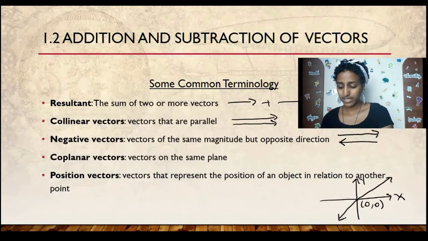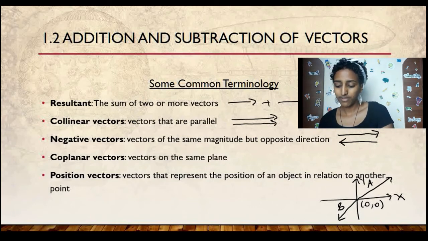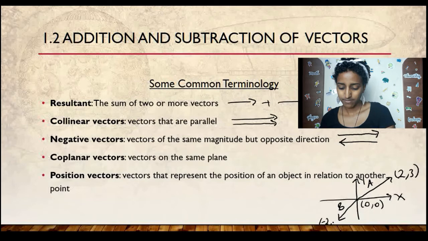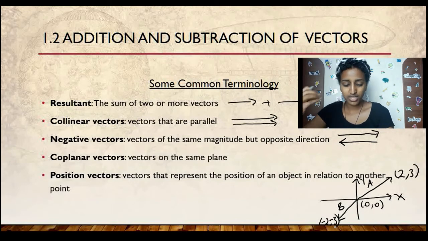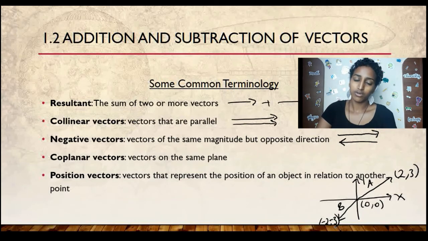Now to define this vector A and to define this vector B, we don't really have to consider the initial point because we've kept it a standard initial point at the origin. So we just have to define the final point. So we can say this point is 2, 3, for example, and we can say the point for B is -2, -3, right? So a position vector is a vector that represents the position of an object in relation to another point. So this is the position of vector A in relation to the origin.